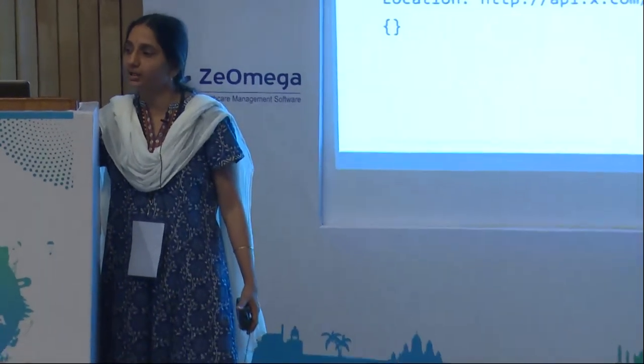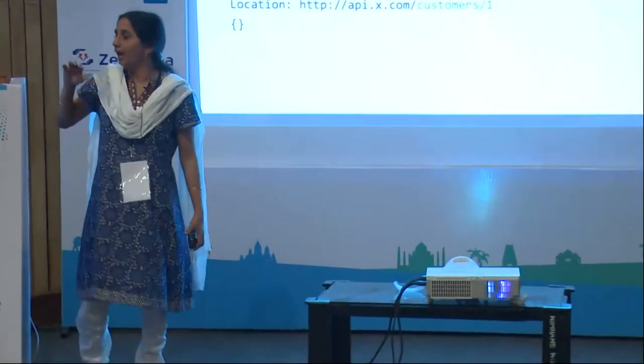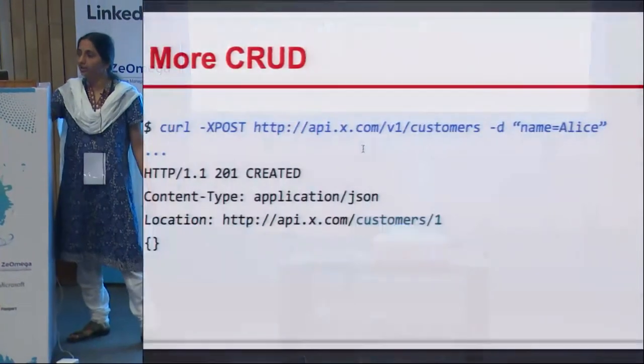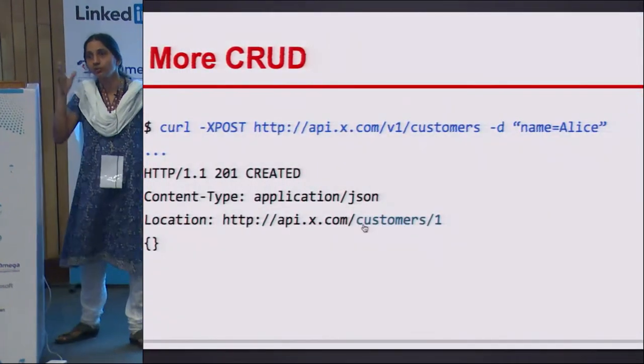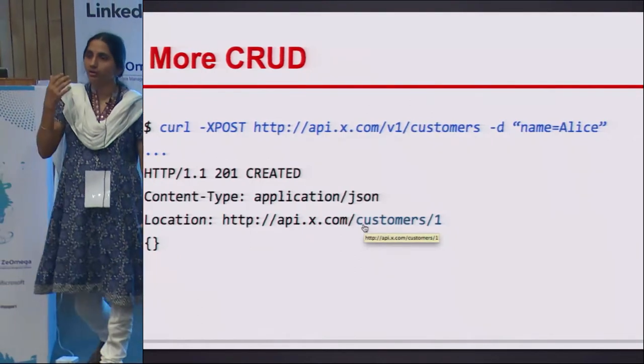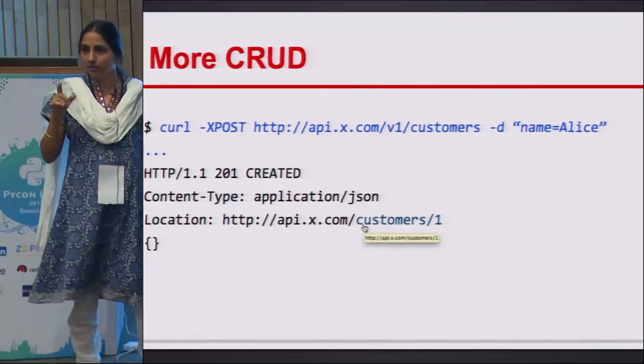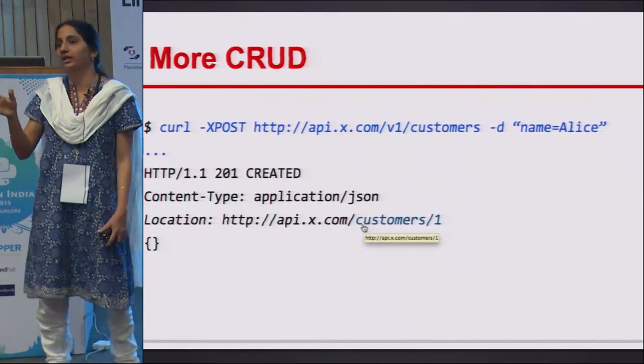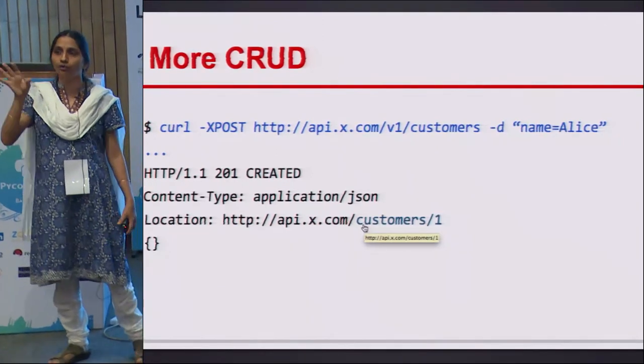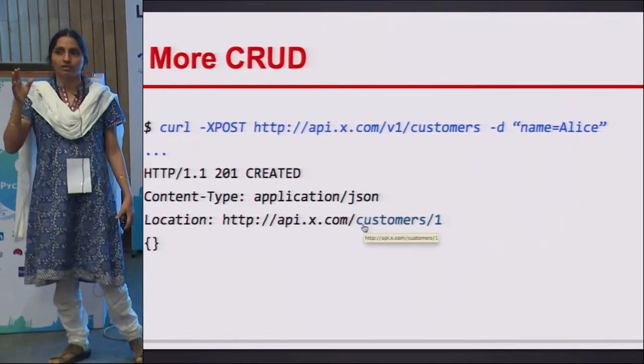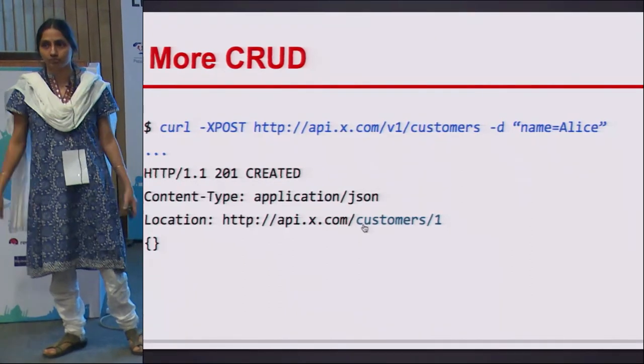The endpoint is slash customers. And if I do the same thing again, slash customers slash two will be created. So POST. For a specific customer, if we provide the ID, then it's going to be idempotent. Yes. Then you should use PUT. Okay. Thank you. So if you don't provide the ID, it should be POST.